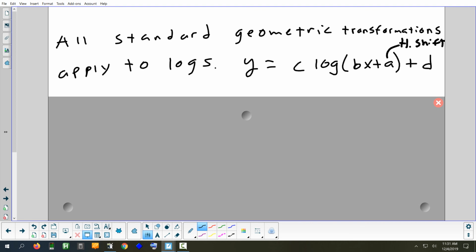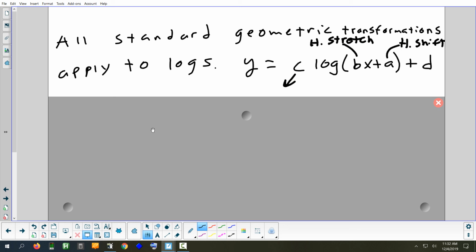All right. How about the B? What's the B? Yep. So, horizontal stretch. Stuff inside parentheses is always horizontal, and it's always backwards. Plus would shift it left, minus would move it right. Adding or subtracting is always a shift, multiplying is always a stretch.